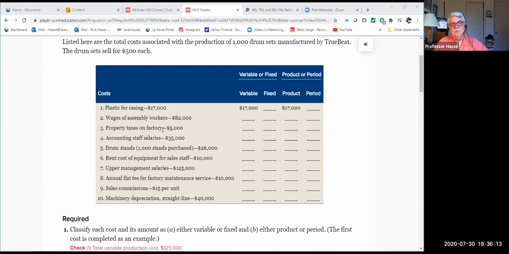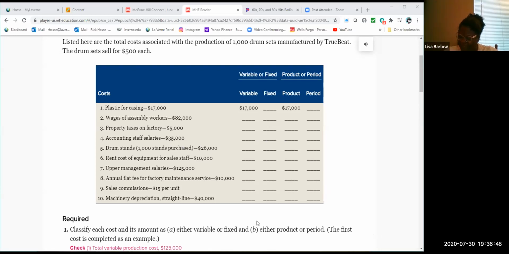Lisa, you're here to answer me variable, fixed, product, or period for accounting staff salaries. Fixed and period. Excellent, Lisa. Thank you. Fixed, it's a salary. We've talked about that. And period, because the accounting staff has nothing to do with the production of the drum sets. It's a period cost. Thank you, Lisa. Well done.